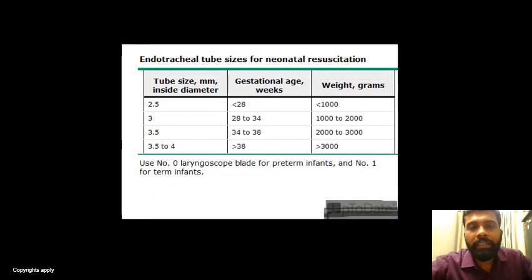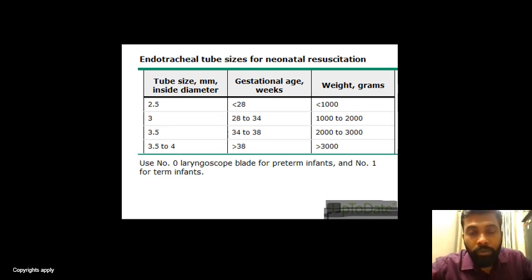So these are the different ET tube sizes which are required for neonatal resuscitation. Size 2.5 to 3.5 is commonly available, and that is usually required only. Size 2.5 is usually for gestational ages less than 28 weeks or weight less than 1000 grams or 1 kg. Size 3 is for 28 to 34 weeks of gestation and weight 1 to 2 kg. And 3.5 size is used from 34 to 38 weeks, that is term, 2 to 3 kg. And if it is a macrosomia child, or the child weighs more than 3 to 3.5 kg, usually a size of 3.5 to 4 will do.